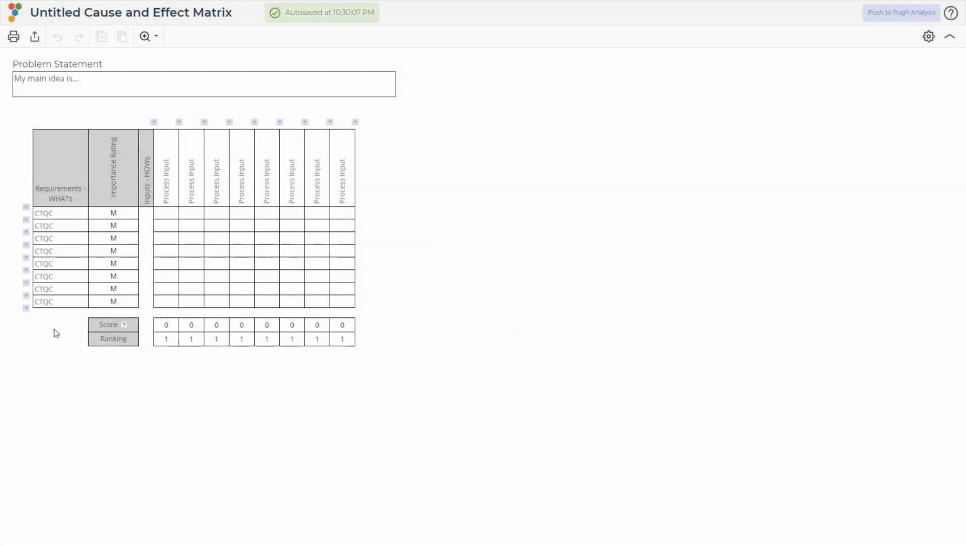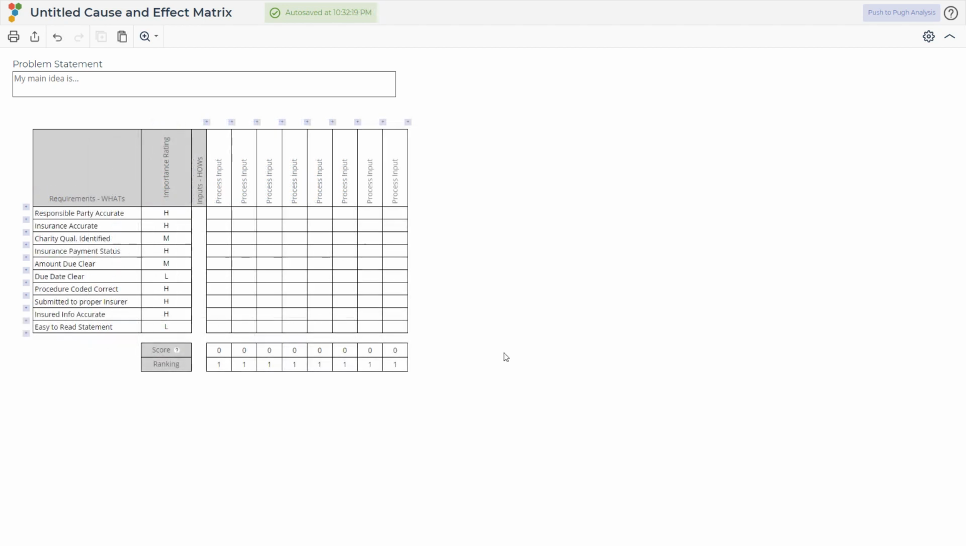On the left side, list your critical to quality characteristics, or CTQCs. Then, assign a weighting to each of them. In this case, our medical center listed 10 CTQCs related to collecting accounts receivable in the first column. The responsible party accurate CTQC was given a high rating, while due date clear was given a low rating.